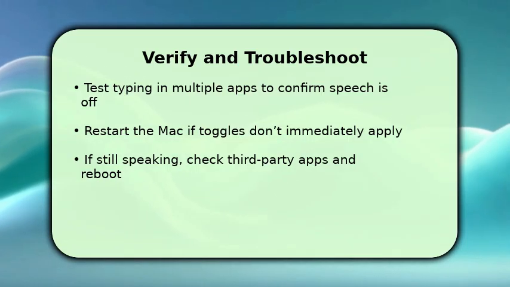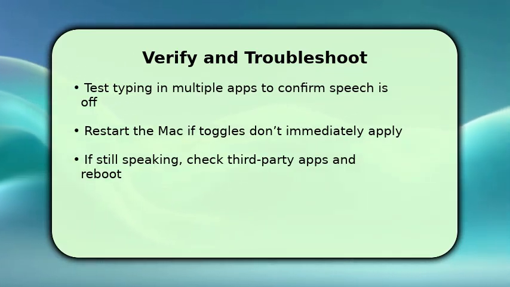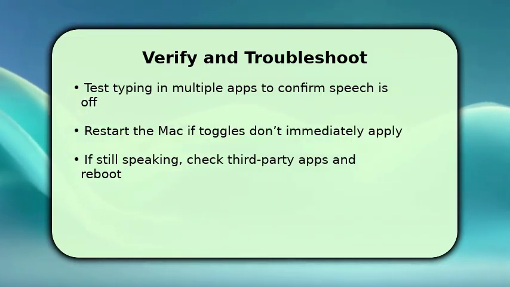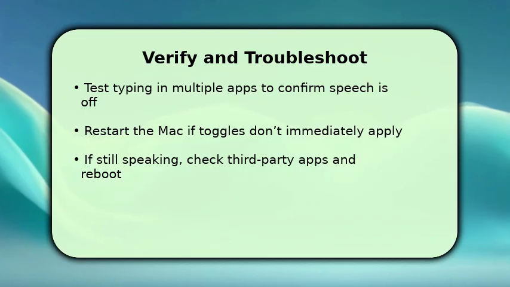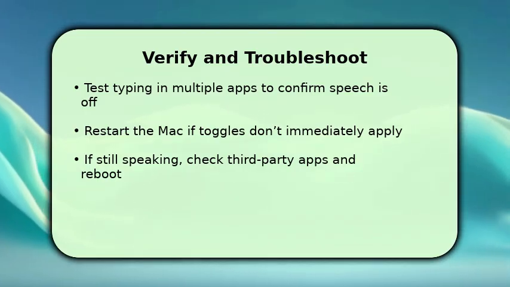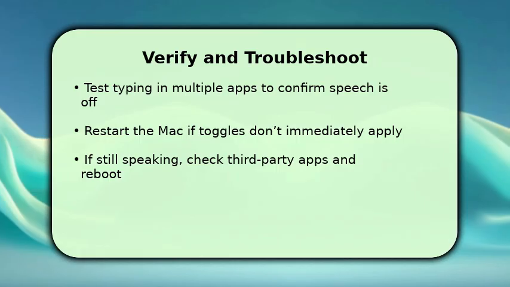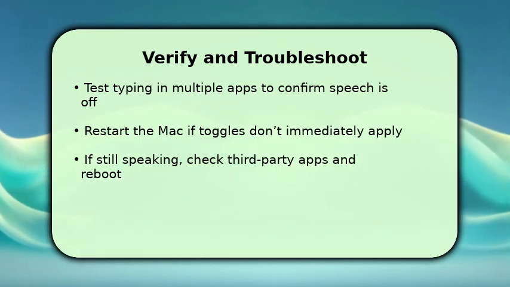Make sure no third-party accessibility or screen reading apps are active; quit them and try again. If you find one app causing the speech, disable its voice options or uninstall it. One key troubleshooting tip: if speech returns after updates, recheck spoken content and dictation toggles, then restart to reapply your preferences.